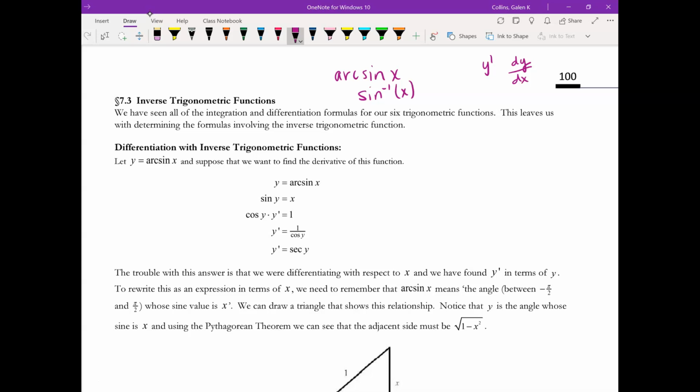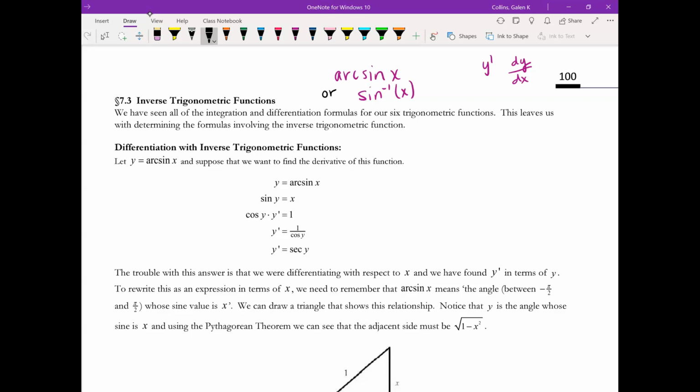You might have noticed on all of our mini mock AP tests in class that on the exam it says that the inverse sine can be written either of these ways. And it's true that sometimes they go back and forth with how they express it, so we want to be comfortable with both. Okay, that was my aside.